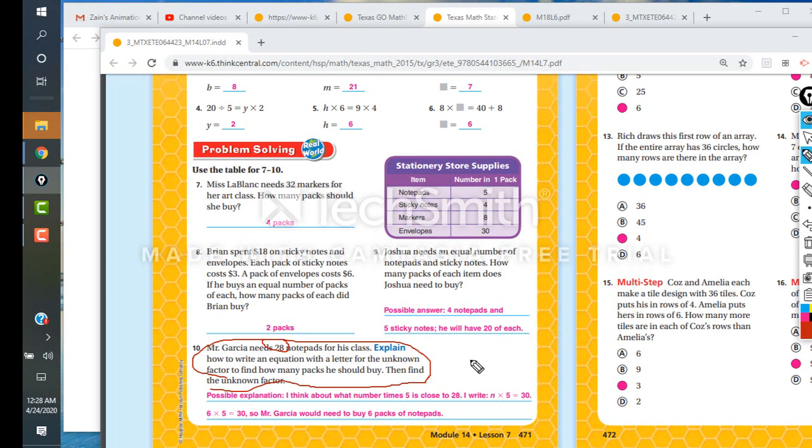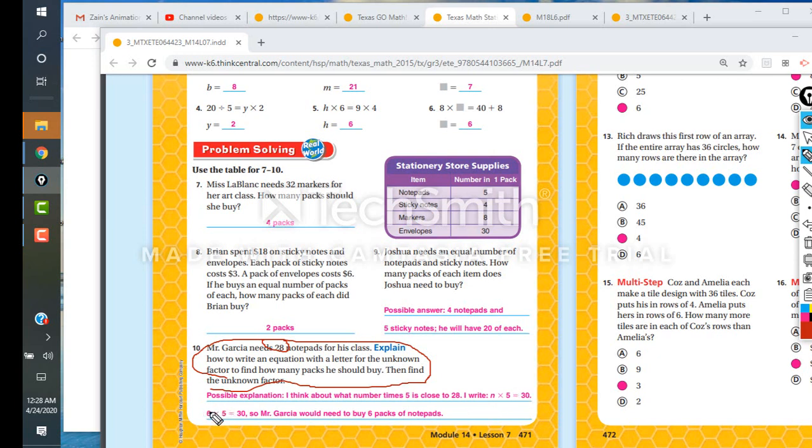Because if I multiply 5 times 5, that's 25. That's not enough. Now, if I multiply 5 times 6, that's 30. So that gives me 2 extra, but that's okay. I need at least to have 28, and I can do it with 5 times something.